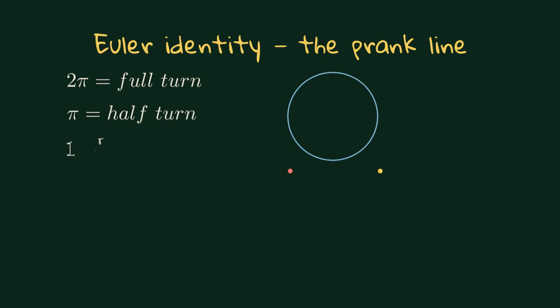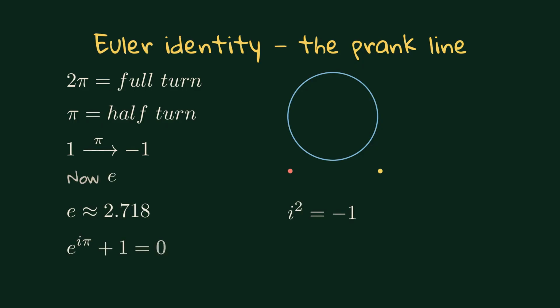Now pi. Pi is not just the number from circles. Here, it marks a turn. A full turn around the unit circle is 2 pi radians. Half a turn is pi radians. If you start at 1 and turn by pi, you land at -1.